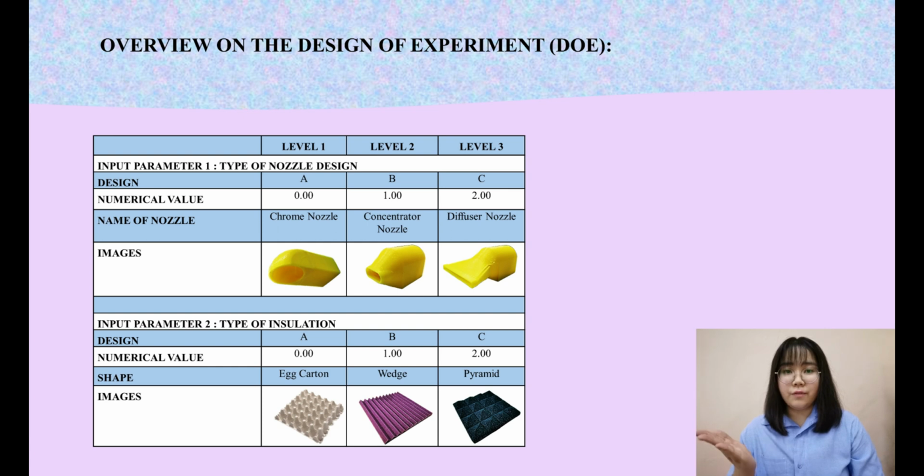From the table on the left, there are 3 levels in each input parameter. The type of nozzle design consists of 3 types of nozzles, which are the chrome nozzle, concentrator nozzle, and diffuser nozzle, with numerical values of 0, 1, and 2 respectively. While the type of insulation consists of 3 types of insulations, which are the egg carton, wedge foam, and pyramid foam, with numerical values of 0, 1, and 2 respectively.